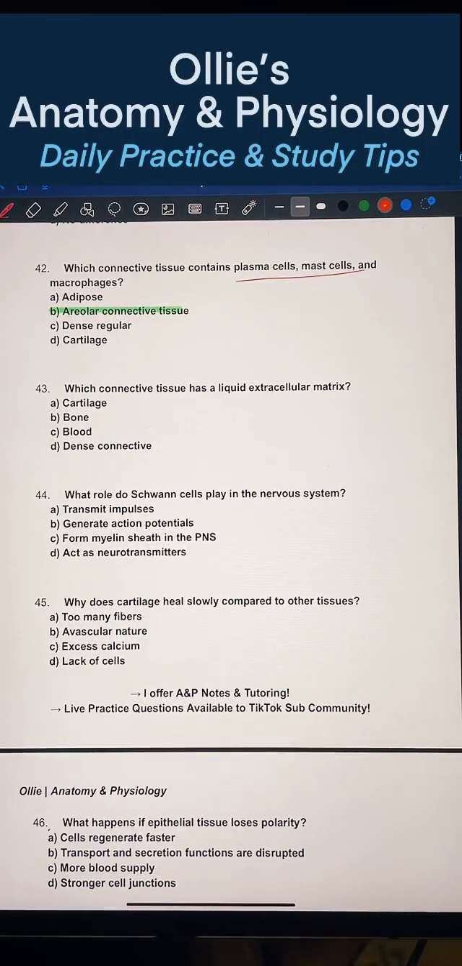Number 43, what connective tissue has a liquid extracellular matrix? Liquid extracellular matrix, A, B, C, or D? A, B, C, or D for this one. What do you guys think?